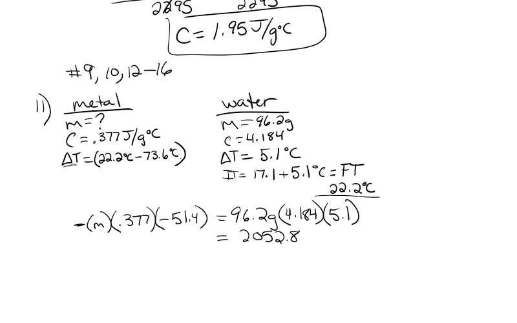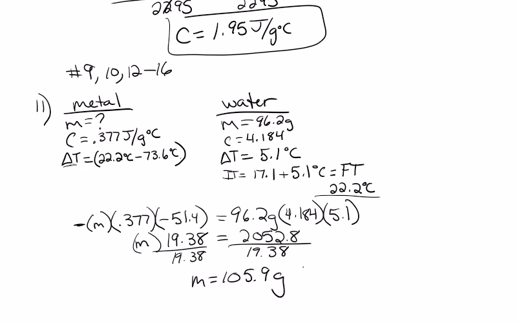Okay, I get 2052.8. Over here, I get a mass times 19.38. When I take this negative and multiply it, it becomes positive, so do keep that in mind. Divide both sides to get m by itself. Divide 19.38, and it ends up that my mass of my copper is 105.9 grams of copper.